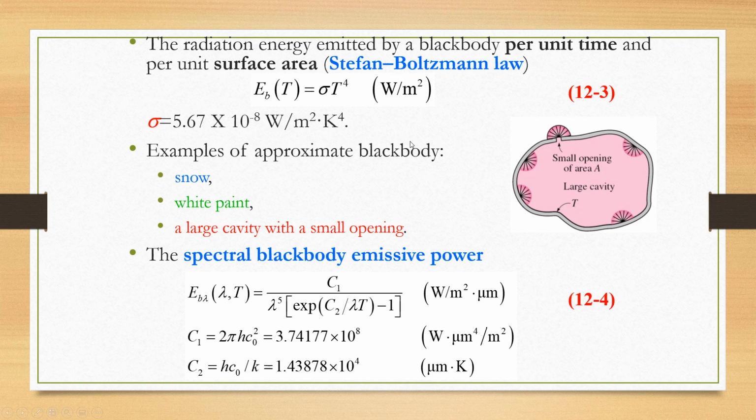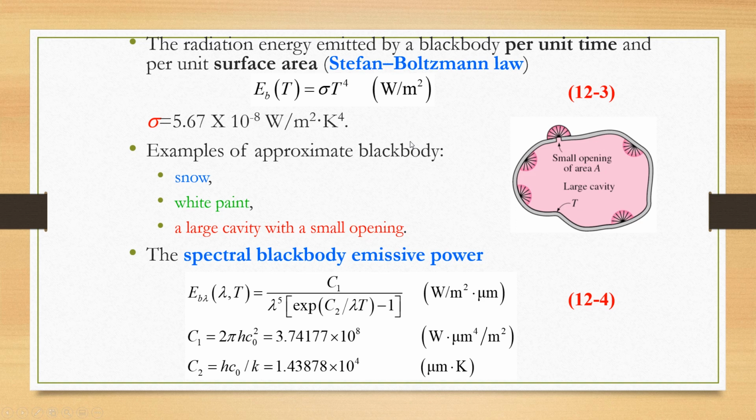For example, snow is one of the approximate black bodies. When the incident rays, which means UV light, strike the snow, it will reflect all the energy, all the wavelengths, and create white color for the snow. But when we strike it with infrared radiation wavelength, we will see that the snow is actually a black body. It will appear black in the infrared region.